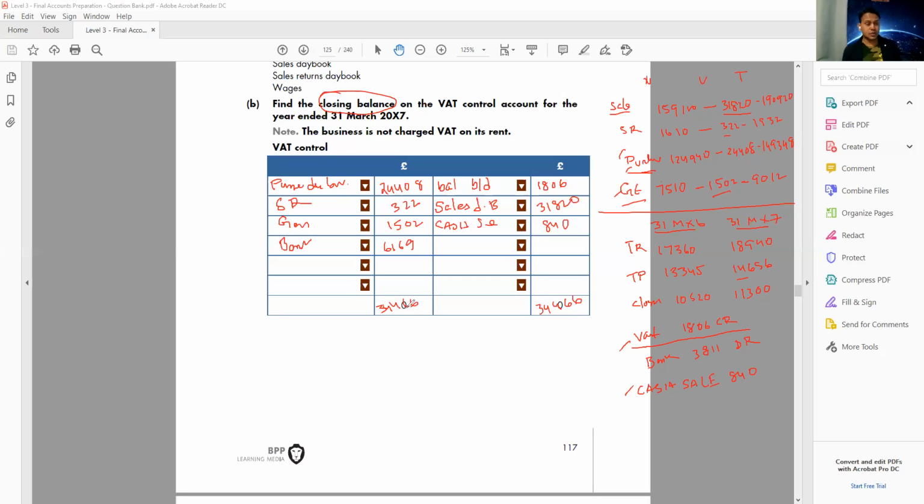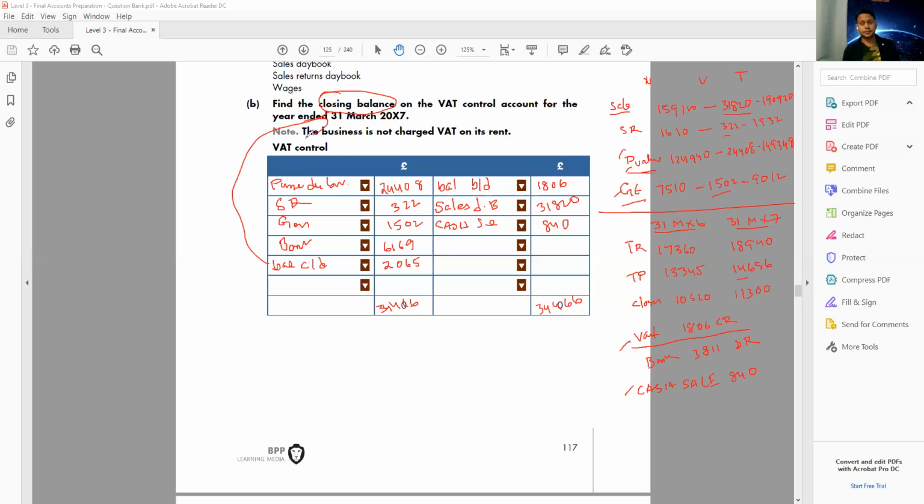Omid, can anyone check as well? So that we can say our balance sheet is correct. Balance sheet. So all of this 34,466 minus 24,408 minus 322 minus 1502 minus 6169. So 2065. This is the one we're looking for. That's the balance sheet they're asking.